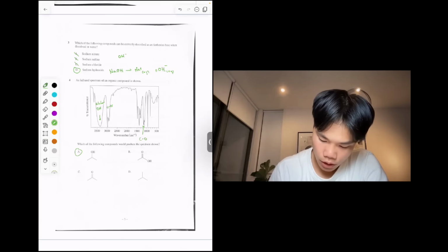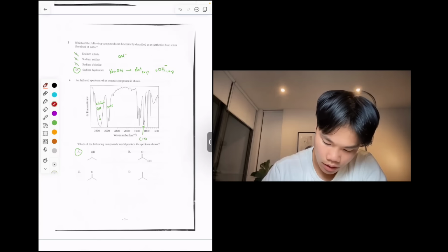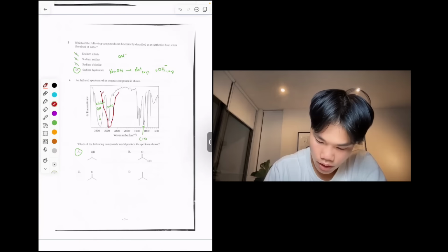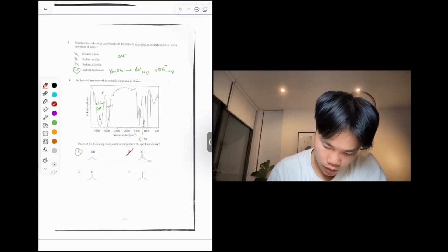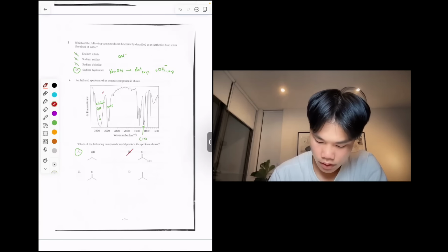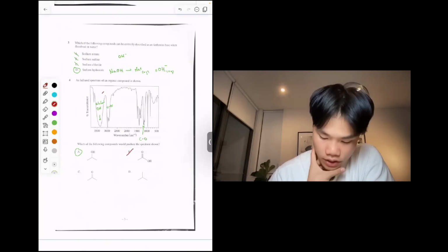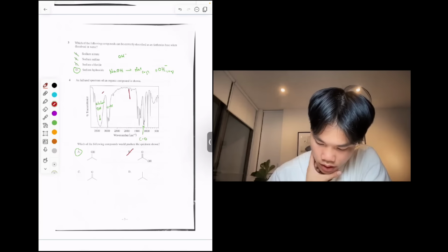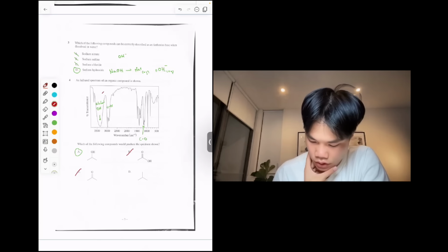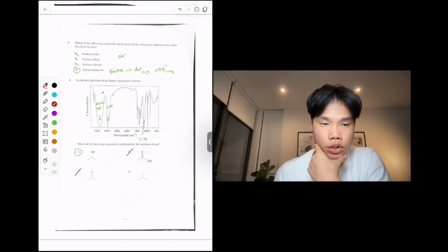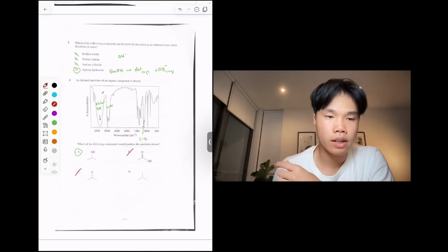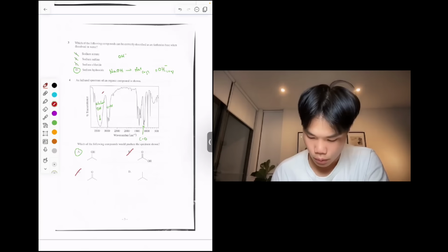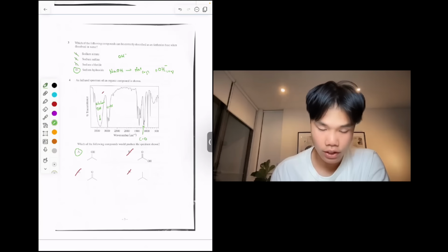Carboxylic acid, you would expect to see something more like a hairy beard, just under 3,000. So it can't be B. For the aldehyde, for the ketone, which is C, you would expect to see instead something around 1,700, which we don't have here. And lastly, for D, that is just a hydrocarbon, which would not have this alcohol broad trough. So we can rule out D as well, leaving just A.